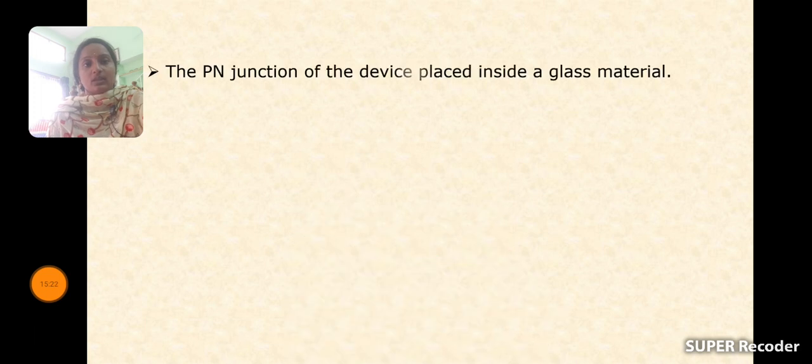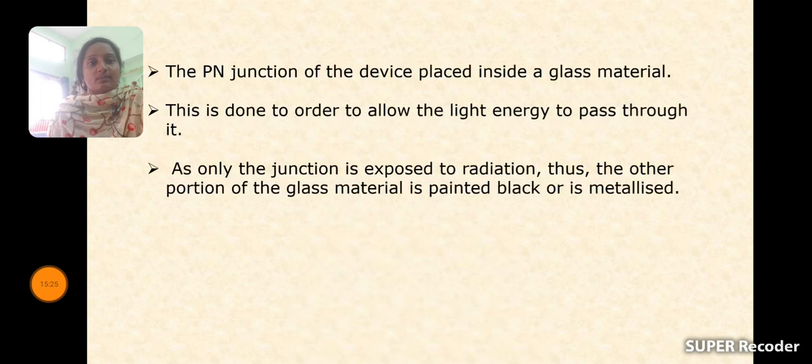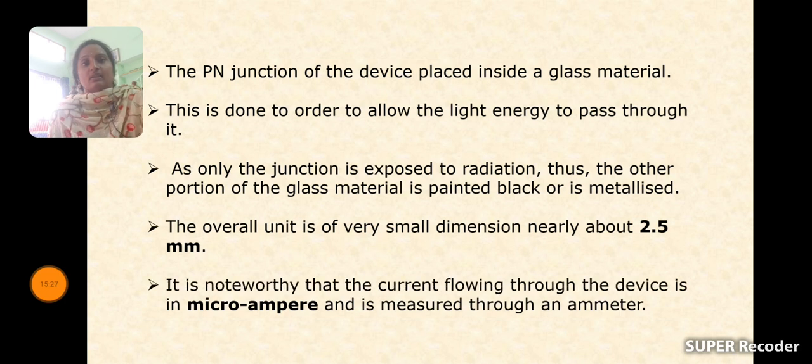While coming to the construction, whatever I explained that is there in the slide. The PN junction of the device is placed inside a glass material, and this is done in order to allow the light energy to pass through it. With the help of glass material, we can easily impose the light energy. Less energy must also be imposed clearly and easily.